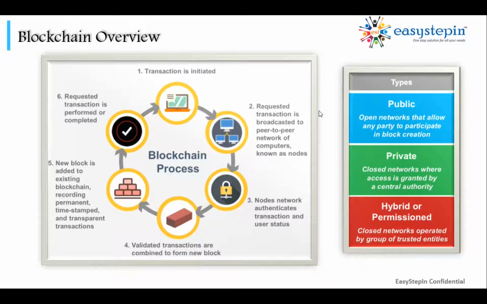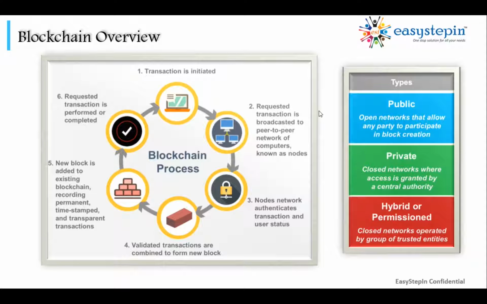Now we will look at how exactly blockchain works. When we send data to the blockchain using a smart contract, a new transaction will be initiated. Next, the transaction is broadcast through the network and authenticated. Then each transaction will be validated and creates a new block. The created block will be added to the existing blockchain and the transaction will be marked as complete. So this is all about the blockchain process.